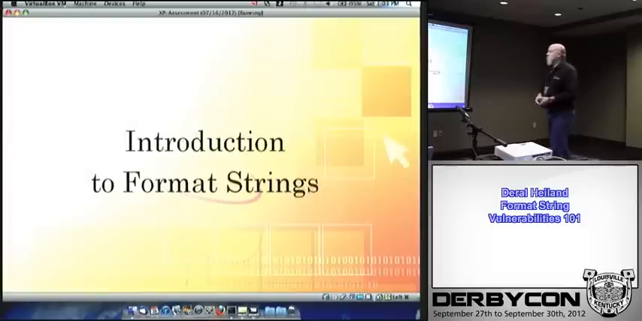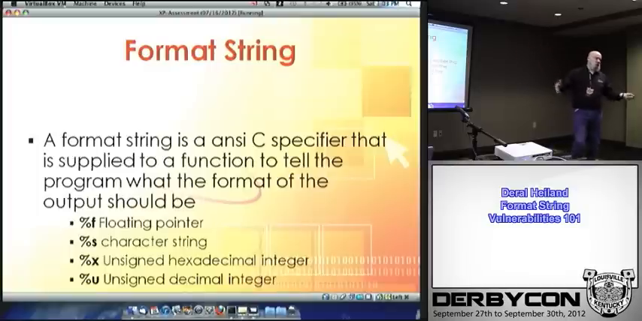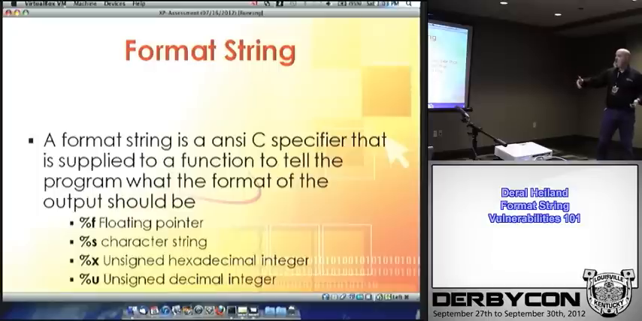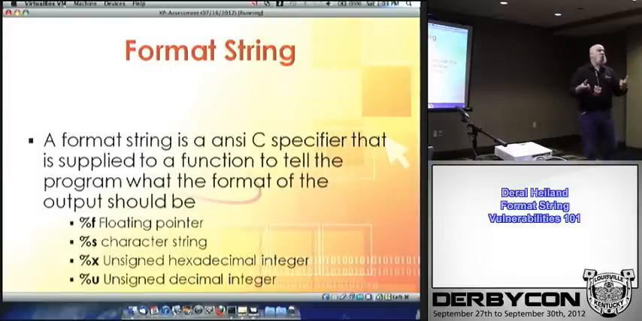So, introduction to a format string. So what is a format string? A format string is an ANSI specifier that is applied to a function to tell the program what the format should be. Fairly simple. If you have a program, and let's say you enter your name. My name's Deral. So I entered Deral. It echoes Deral back to the screen. Well, how did it know to give me Deral back to the screen? Format string specifiers. They tell it to output string data, hex data, octal data, floating pointers. So you can define what that function should output the data as. That's what a format string specifier is used for.